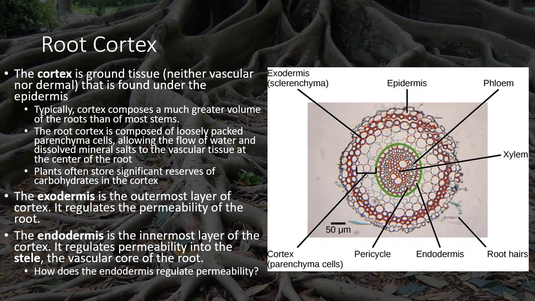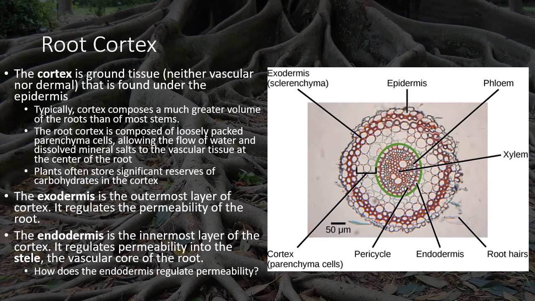The cortex is just under the epidermis. It's a ground tissue. Ground tissues are any tissues which are neither vascular nor dermal, meaning they don't transport water or sugars or mineral nutrients, and they're also not the skin of the plant. Compared to stems, which have cortex, there's a lot more cortex in a root. The root cortex is mostly composed of loosely packed parenchyma cells. Parenchyma cells are large, soft, thin-walled cells that do a lot of the metabolic processes in plants.